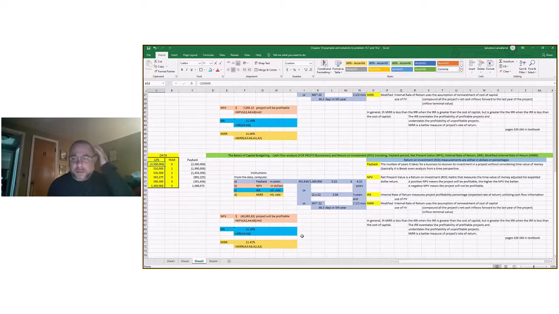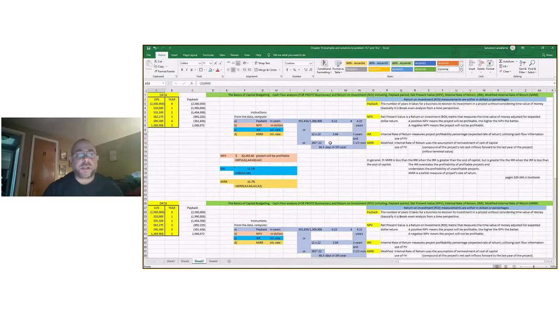So if, in the test question that I give you, you end up with a negative NPV, that basically means the project is not profitable. Okay, that's it. So, if we go back to the original information, you need to be able to calculate payback, NPV, IRR, and MIRR. All right, that's it.